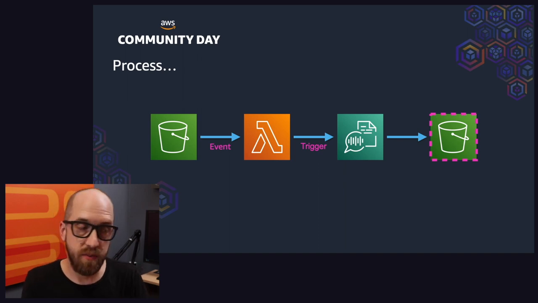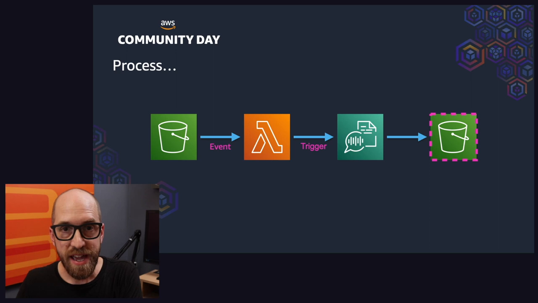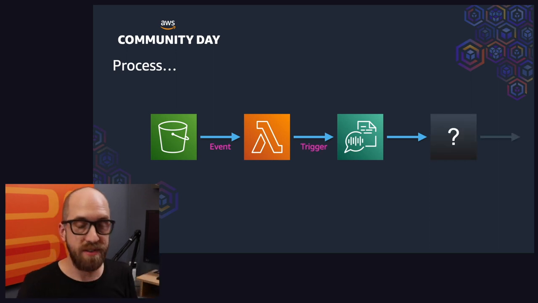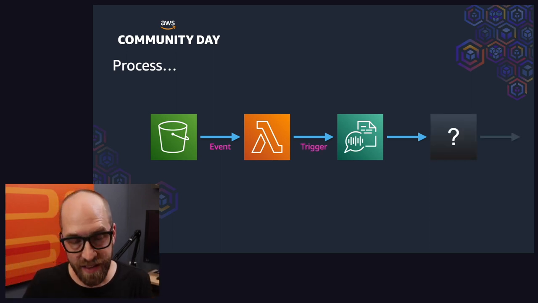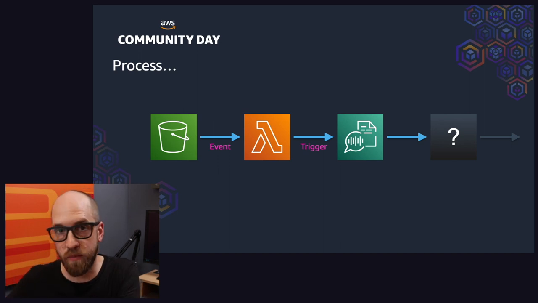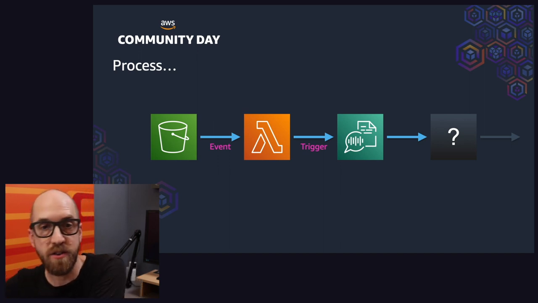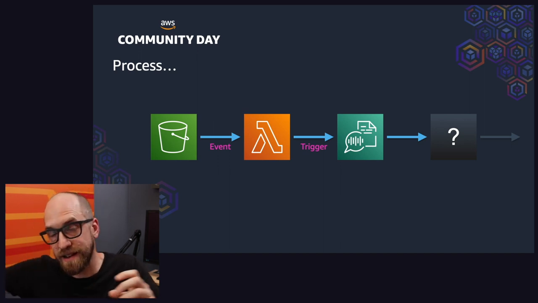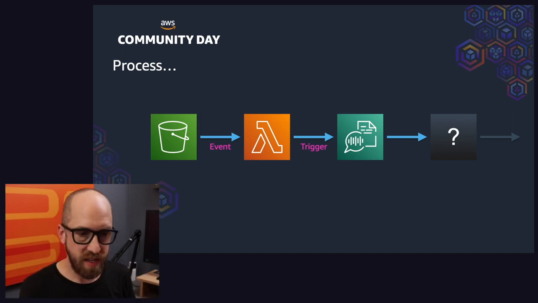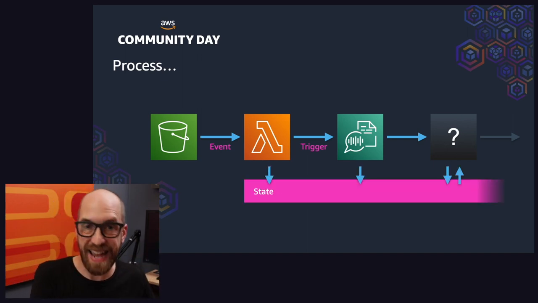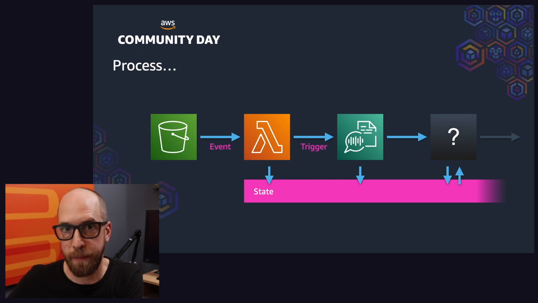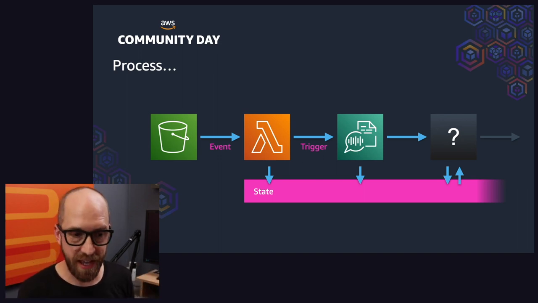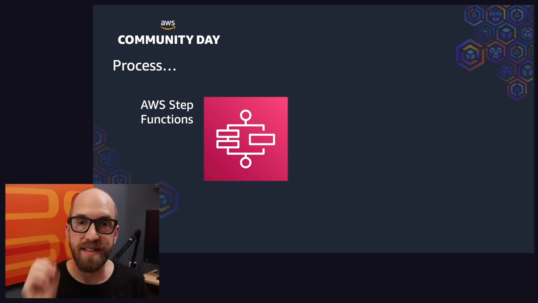But the trouble now is we're starting to lose the context of what it is we're trying to do. And we have more steps that come after this Transcribe job, or after Comprehend, after the Elemental MediaConvert comes next. There's all these little steps that we need to do. We somehow need to maintain state between all of these steps. I've laid enough clues in there as to what we're going to use for this. We're going to use AWS Step Functions.